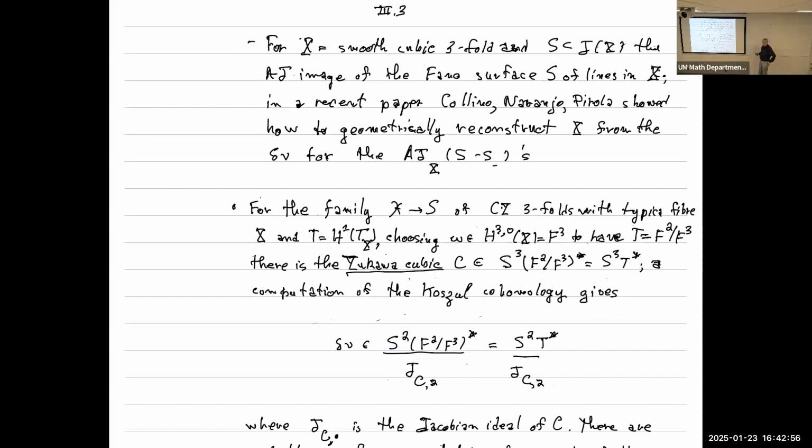Another example discussed earlier was a smooth cubic threefold with its Fano surface of lines on it. There's a recent paper by Colombo, Marini and Mazza that shows how you can reconstruct the cubic threefold from this infinitesimal invariant, where the normal function is the difference of the Fano surface mapped into the intermediate Jacobian. Do the same thing as with the Ceresa cycle, just take minus it. That gives you an algebraic 2 cycle in this 5-dimensional abelian variety, and from the delta nu of that, when you vary the cubic threefold, you can reconstruct the cubic threefold. This is a different proof of Torelli.